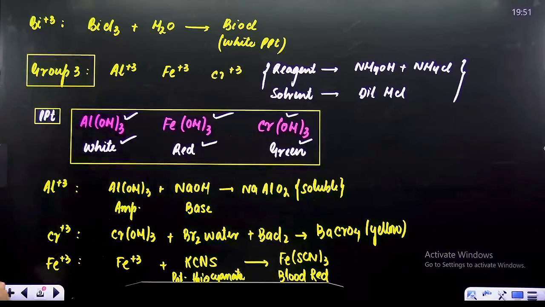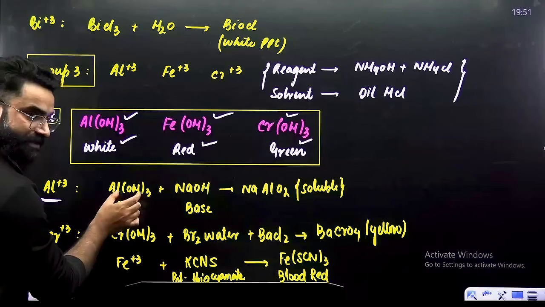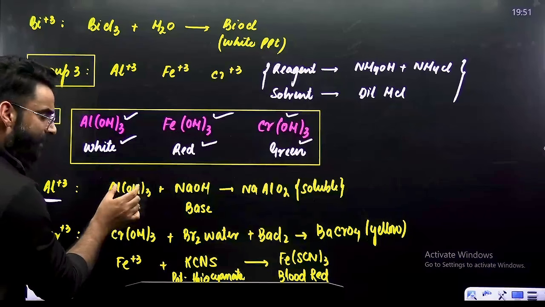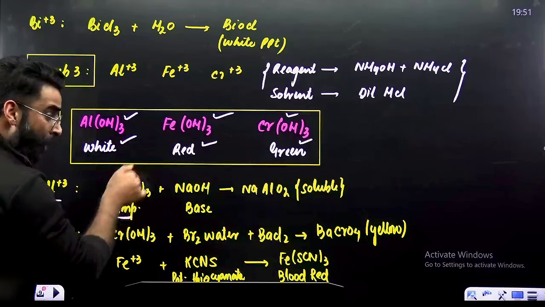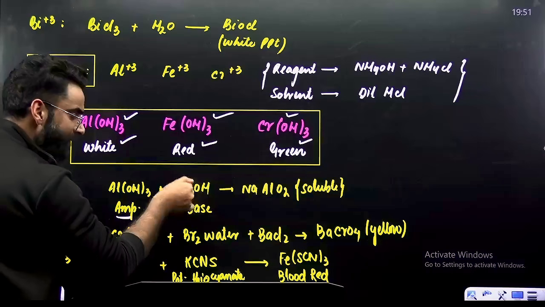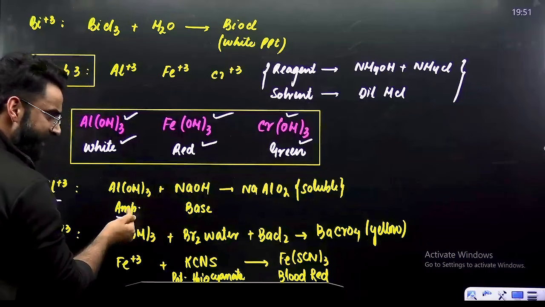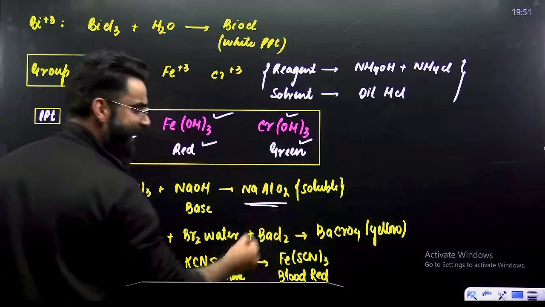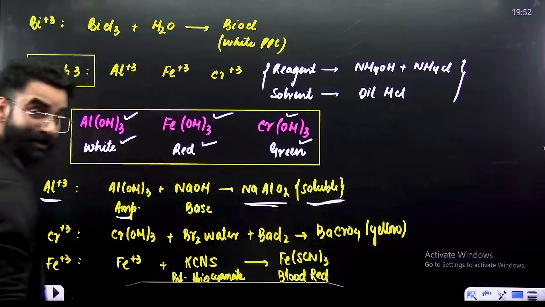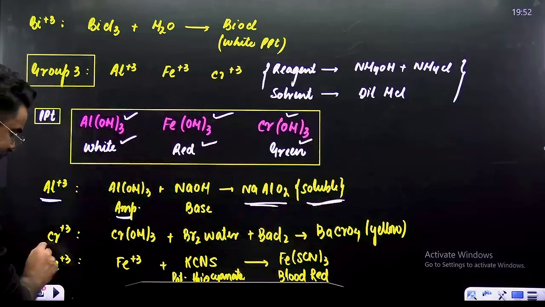Now, what happens? Detection of Al3+. Suppose you have got Al(OH)3. You have got aluminum hydroxide, right? Which is amphoteric in nature. On treatment with NaOH, this NaOH is going to behave like a base. If this is behaving like a base, so this is going to behave like an acid. So what do you get? You get NaAlO2, which is soluble, right? It's not a precipitate.